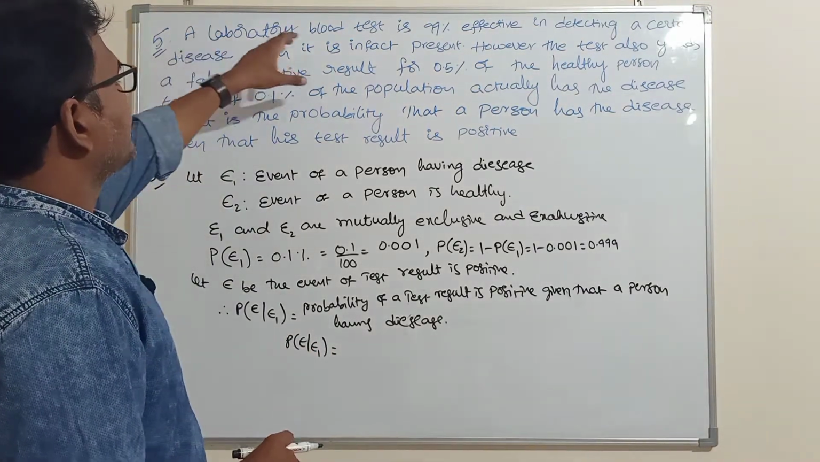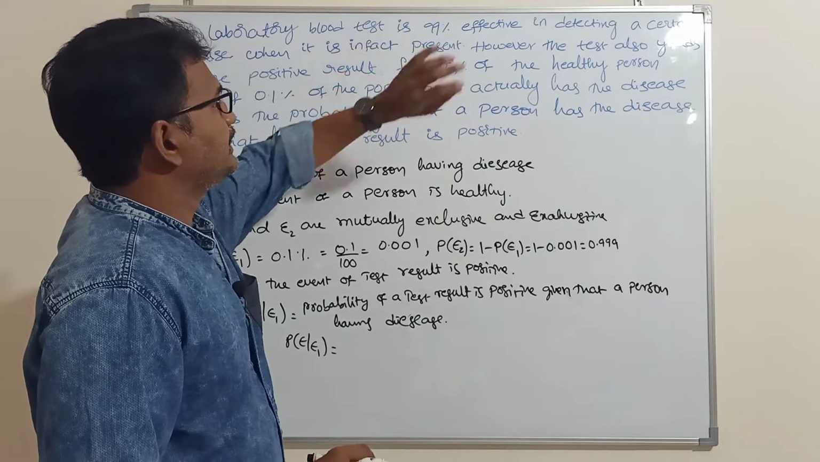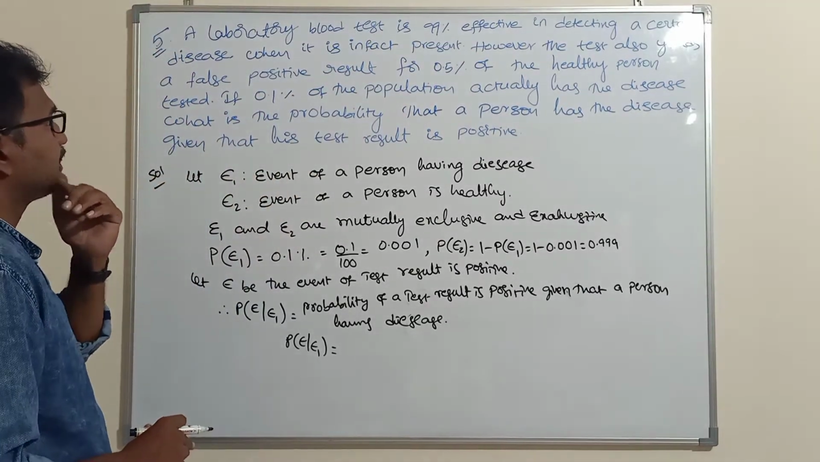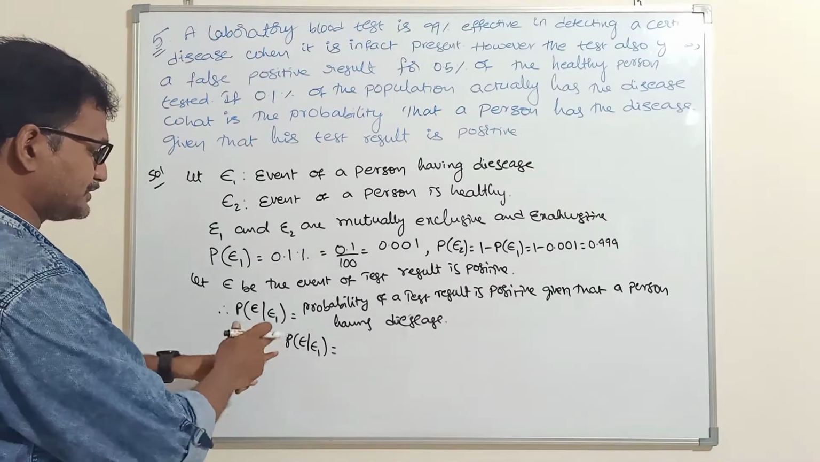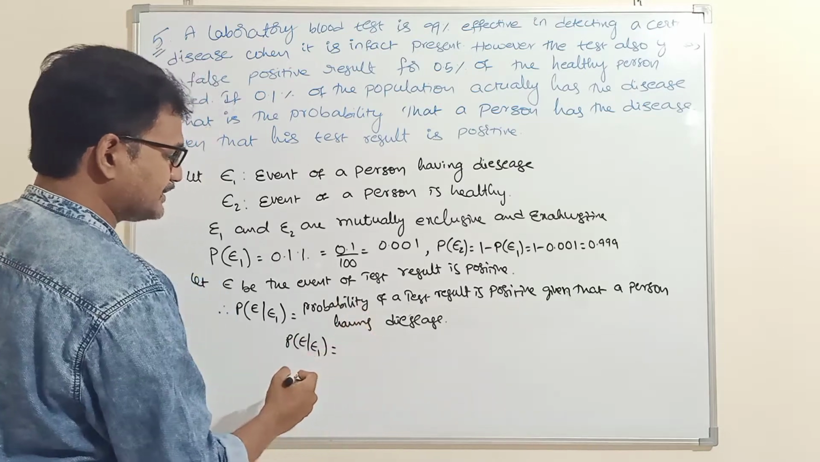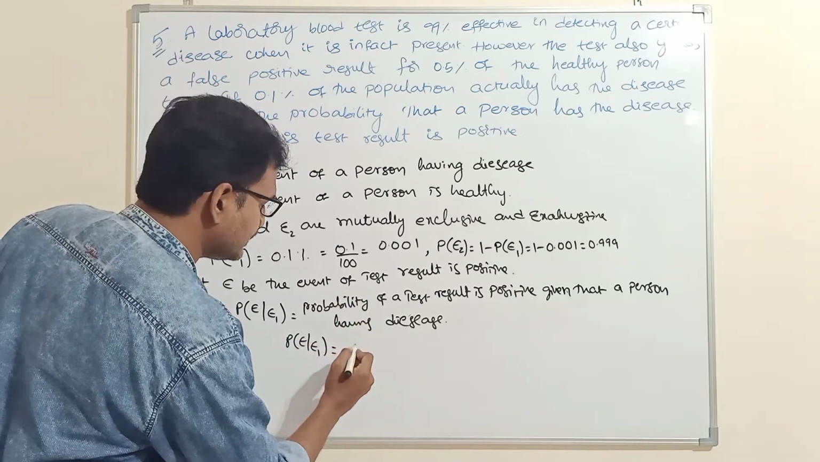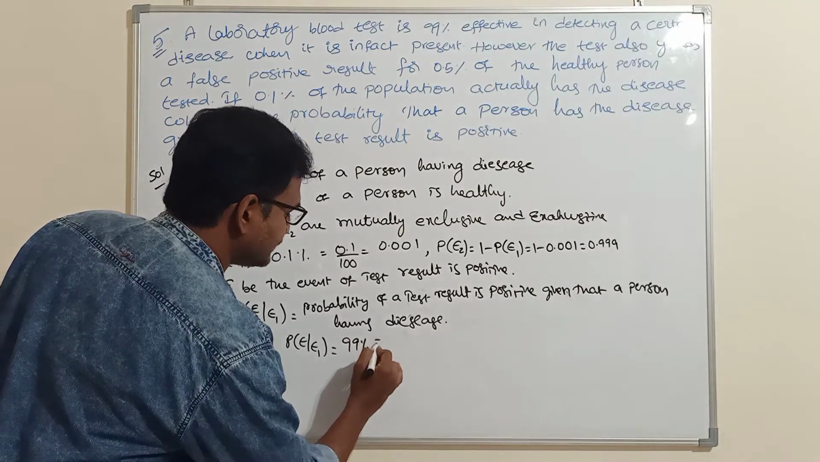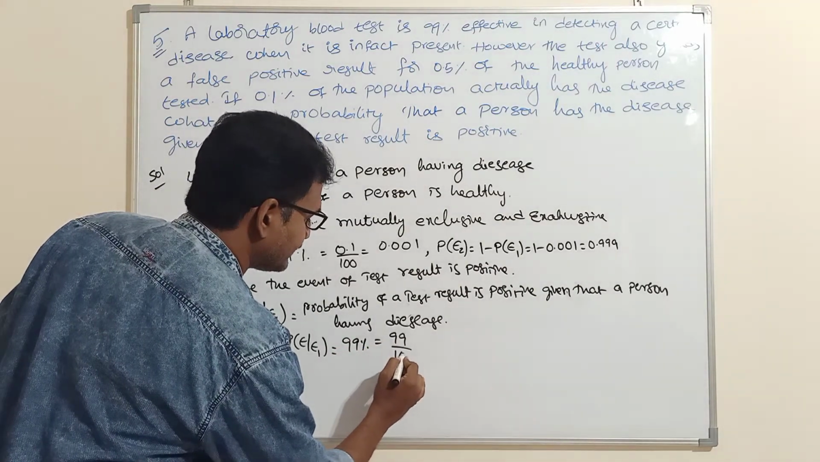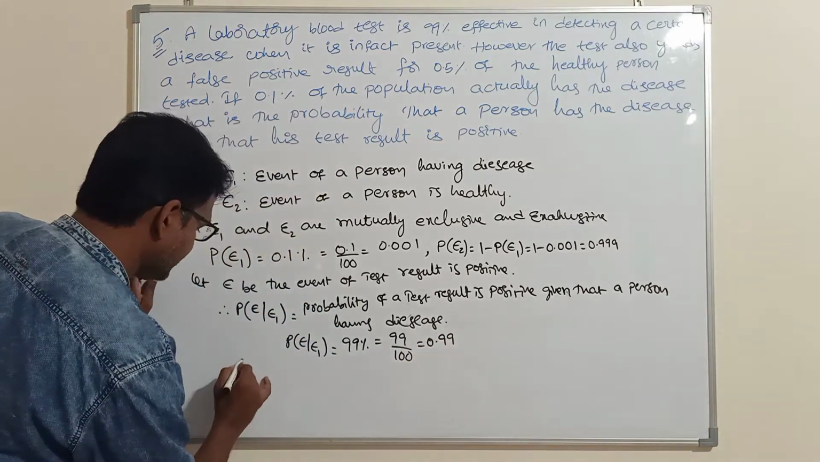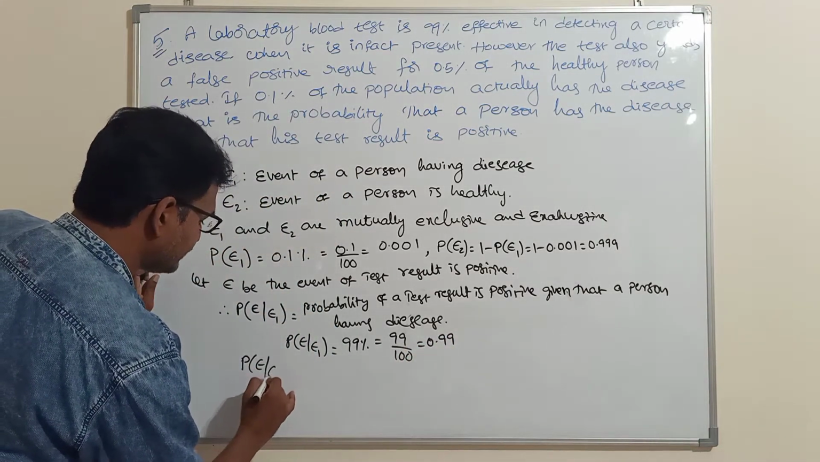So what is the value of P of E given E1? A laboratory blood test is 99% effective in detecting a certain disease when it is in fact present. That means probability of test result is positive given that a person is having disease is 99%. 99% means 99 by 100, that means 0.99.